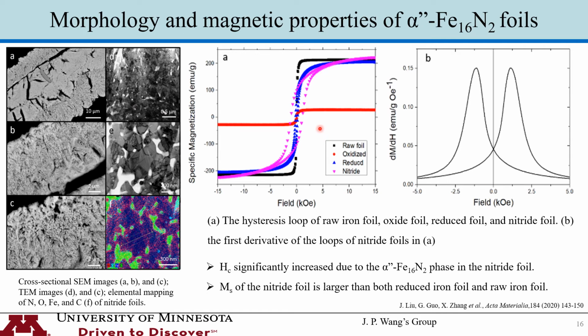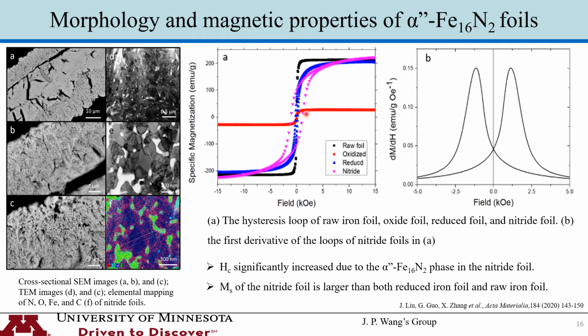Hysteresis loops of foil samples at each stage were collected, from raw foil to oxidized foil, reduced and nitrided foils. First, we can see the saturation magnetization changes. As raw foil, it has high saturation magnetization since it's iron, and after oxidation, it decreases dramatically due to the iron oxide phases. After hydrogen reduction, the saturation magnetization recovered, but slightly lower than that of the raw foil because there's some oxidation at the surface of the foil.